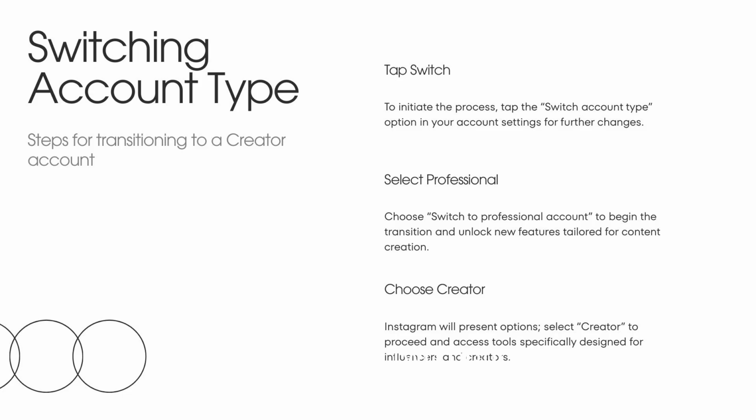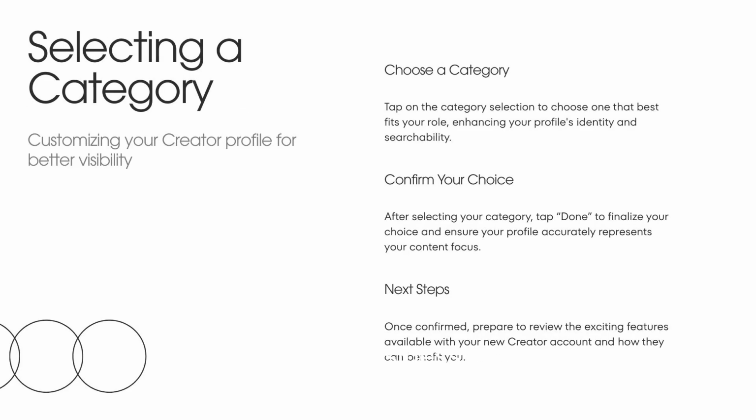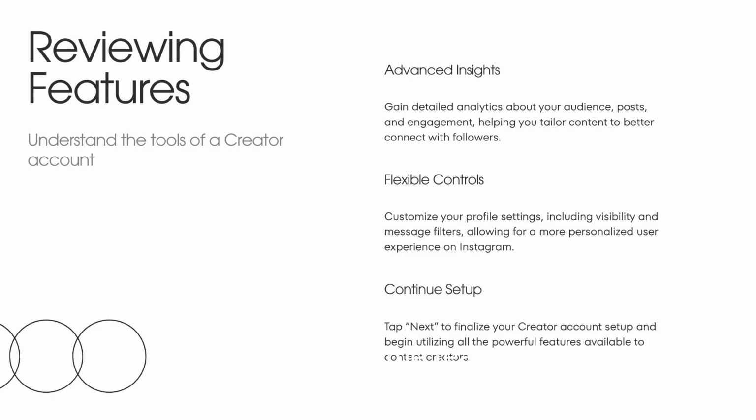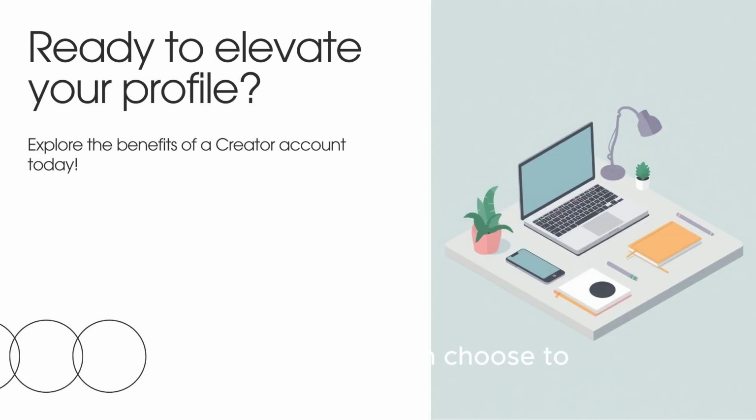Instagram will show you two options, creator and business. Choose creator, select a category that best describes what you do, like artist, blogger, or public figure. Tap done. Review the features a creator account offers, like insights and flexible profile controls. Tap next. You can choose to connect a Facebook page or skip. Finally, complete your contact info or skip.